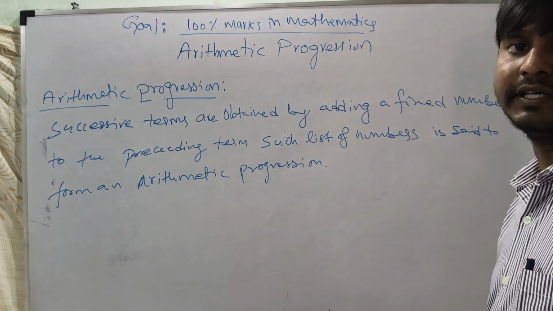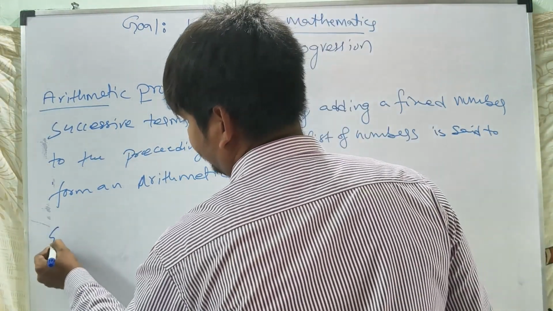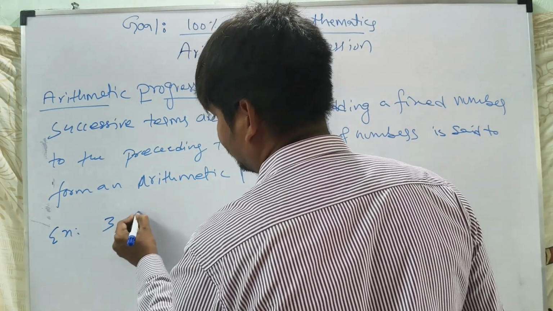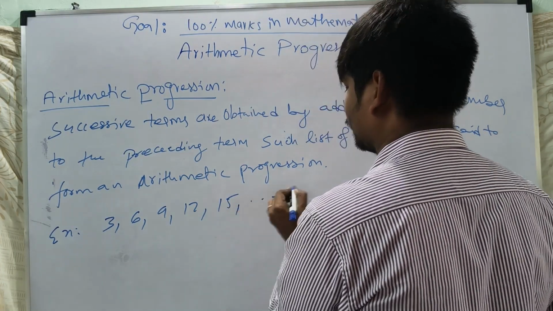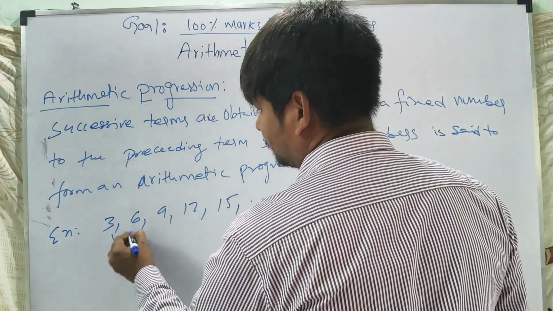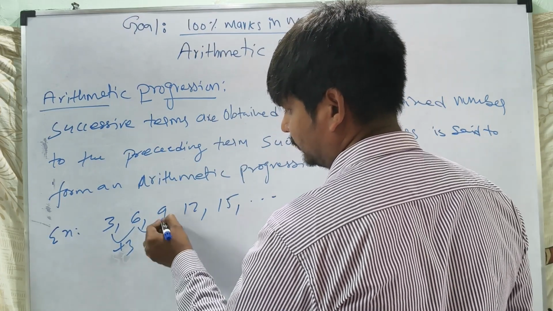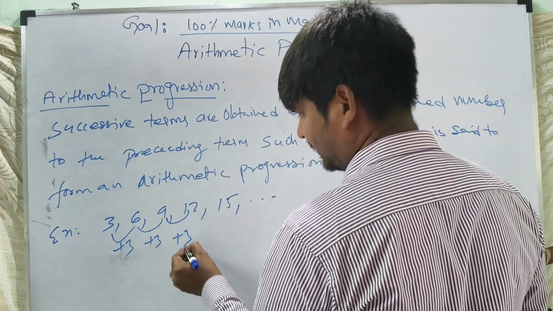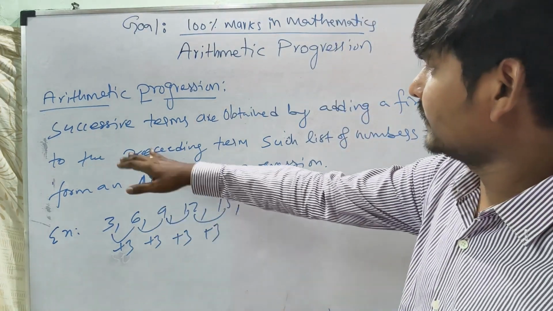Now we saw already two examples. One more example I am giving here: 3, 6, 9, 12, 15, and so on. See here, for the first term, if you add 3, you will get the next term. Again, if you add 3, you will get the next term, and so on. What is the definition?